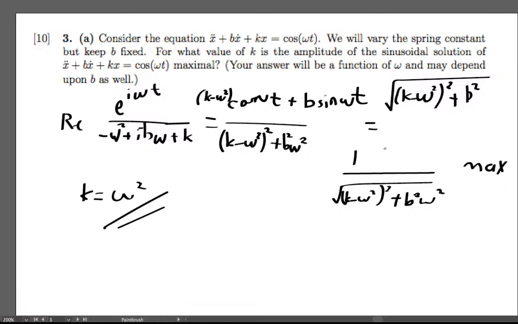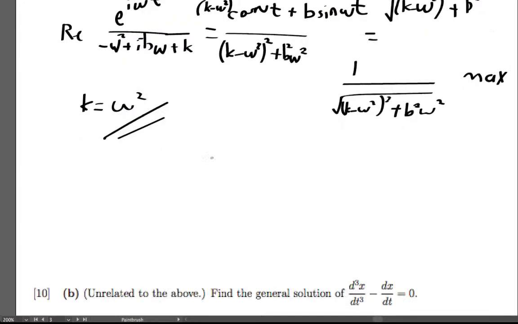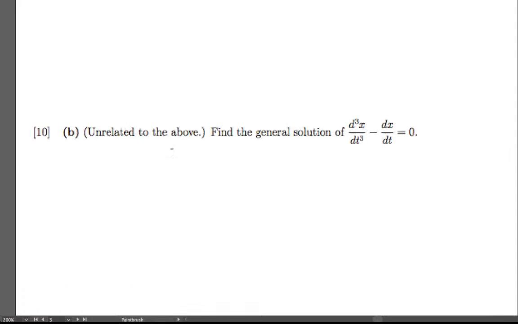When you take the derivative and figure out what value of k makes it equal to 0, in this case, k is omega squared. Very good. And okay, part B. Find the general solution of that. You might think that this is hard. This is a third order, but it's actually very simple.